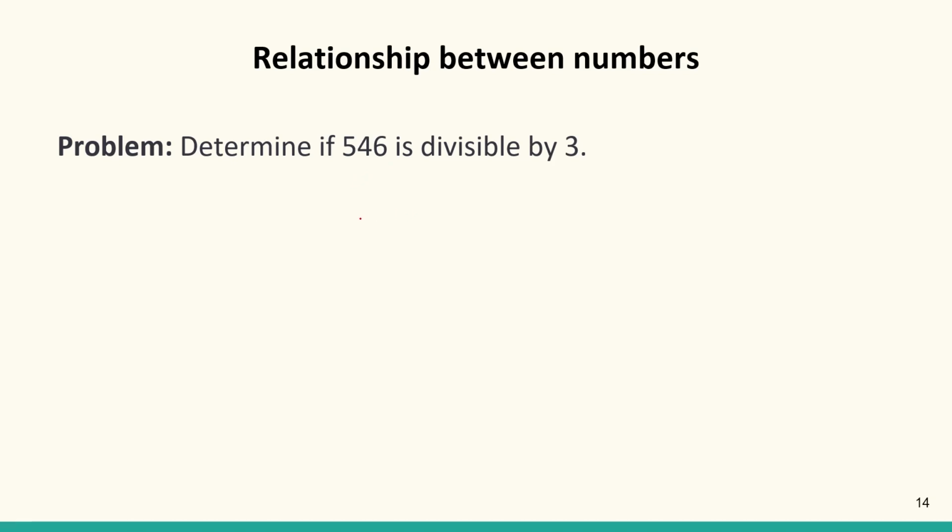For 3, we add up the digits, that is 5 plus 4 plus 6. So 5 plus 4 is equal to 9. Then plus 6 is equal to what? 15. Okay. So is 15 divisible by 3? Yes. As 3 into 5 is actually 15. Okay. So yeah, we got it right. So 546 is divisible by 3.